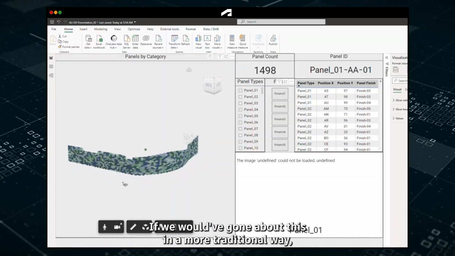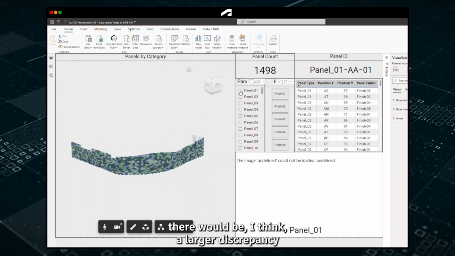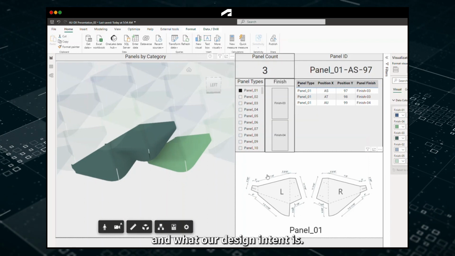If we would have gone about this in a more traditional way, there would be, I think, a larger discrepancy between their understanding of the system and what our design intent is.